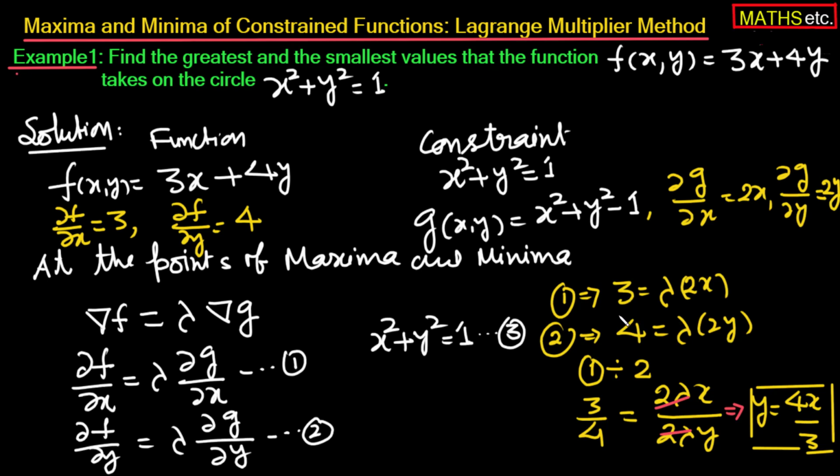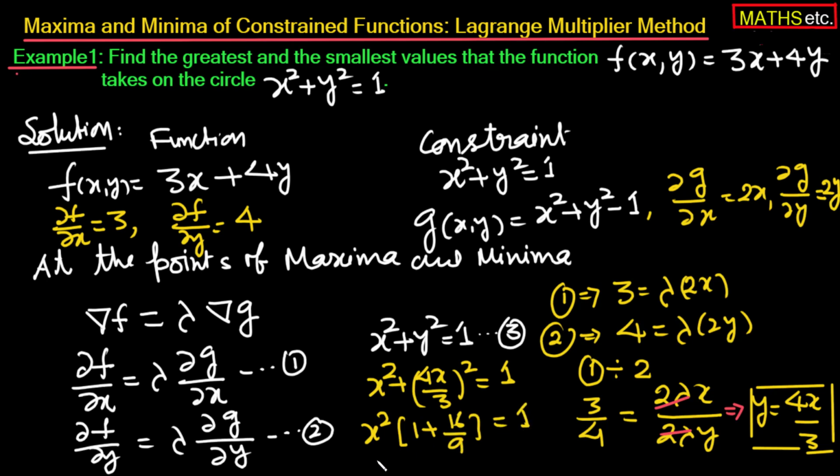Now we have already used equation number 1 and 2. We have not still used equation number 3. We put the value of y into equation number 3 to obtain the value of x. So putting y equal to 4x over 3 in equation number 3, we get x squared plus (4x over 3) whole squared is equal to 1. x squared comes out to be common. This is 1 plus 16 over 9 is equal to 1. And simplifying it, we get 9 plus 16, 25 over 9.